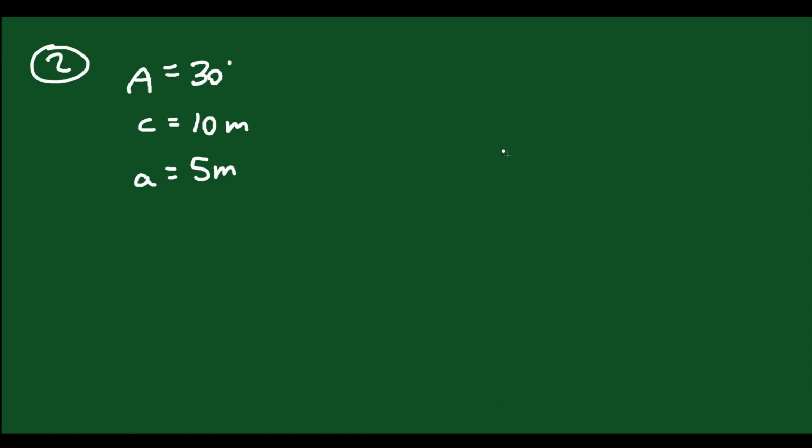Let's look at example 2. Example 2 says A is equal to 30 degrees. C is equal to 10 meters. A is equal to 5 meters. So again, I'm going to draw it the same way to start. I don't know if it closes or not yet, so I'm just going to leave it like that. That's 30 degrees, that's 10, that's 5.